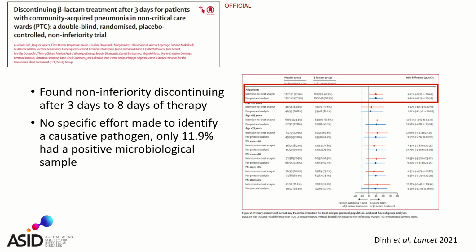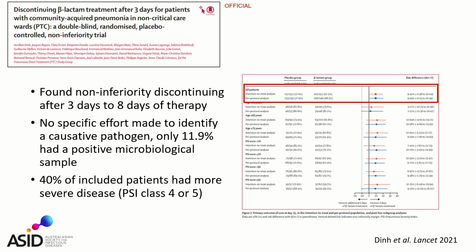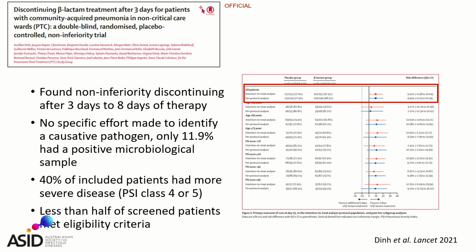No specific effort was made to identify a causative pathogen, as is usual practice in pneumonia, and only 12% of patients had a positive microsample. I think what was interesting is it was only small numbers, but there were patients in that 3-day group that had strep pneumococcal bacteraemia. There was a reasonable proportion of patients as well that had more severe disease. But I think it's really important to note that less than half of screened patients met the eligibility criteria. So this duration of therapy is really for patients who have rapid clinical response.